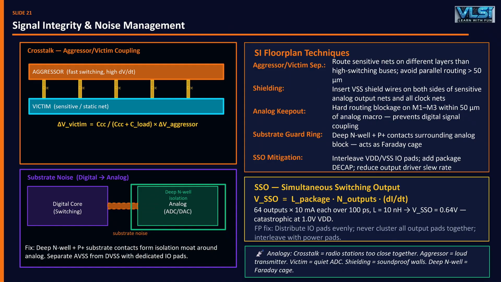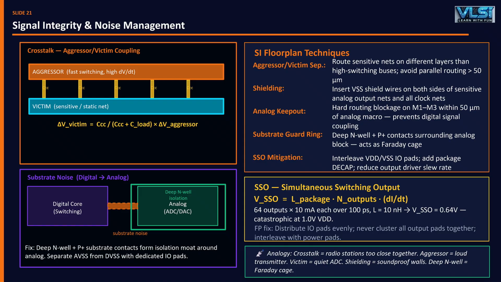Now let's talk about something invisible but extremely dangerous. Signal integrity. Imagine two people talking in two adjacent rooms. One person is shouting loudly, the other is trying to speak softly. What happens? Noise leaks. Communication gets disturbed.